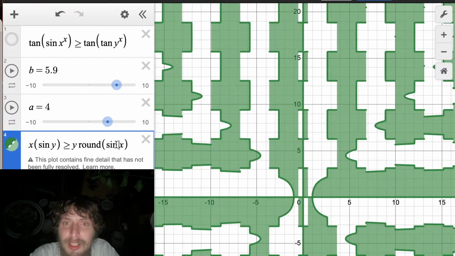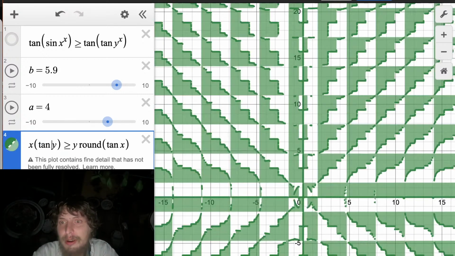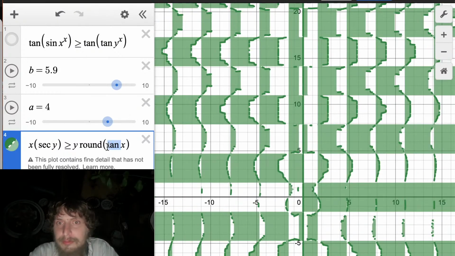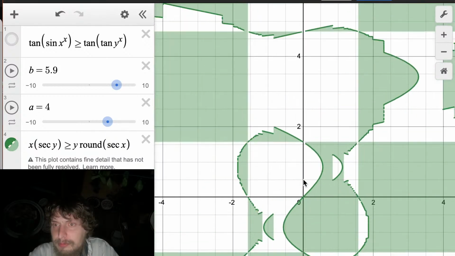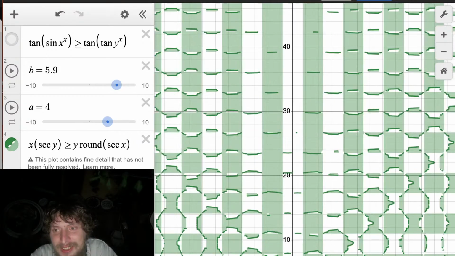So let's try with the tangents instead real quick, and then with the secants, because those are always a fun substitution. Okay, this one's sort of cool the way, if we follow this line, even though it gets cut off and skips places, it's trying to sort of loop around in a way.